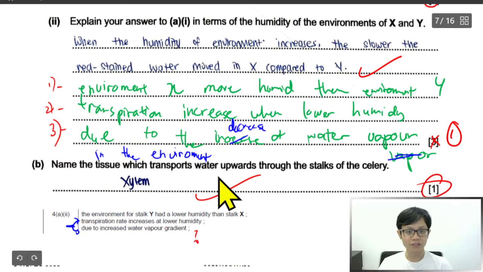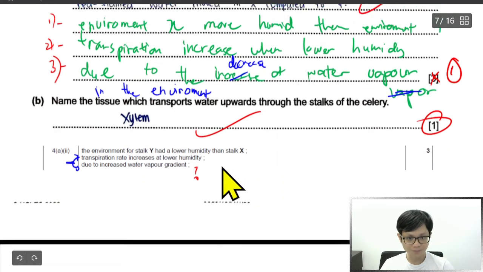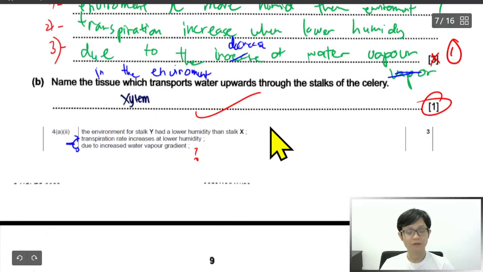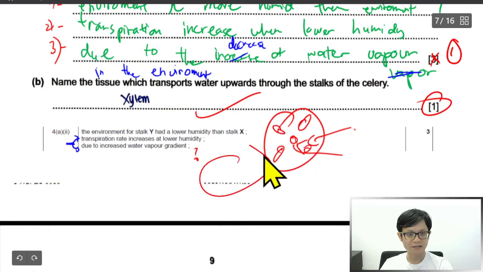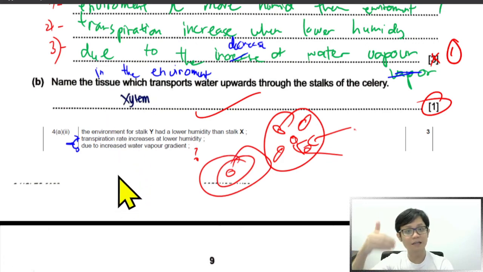Name the tissue which transport water upwards towards the stalk in the celery. It is xylem to transport water and phloem to transport food. Okay, so this one you need to remember. Sometimes they ask you to label. So xylem will always be in the inner part. Let's say this is a plant, inside will usually be the xylem, the outside one will usually be the phloem. It depends, sometimes it's round, so I don't know which diagram, but one thing we know is xylem is at the inner part of the plant.